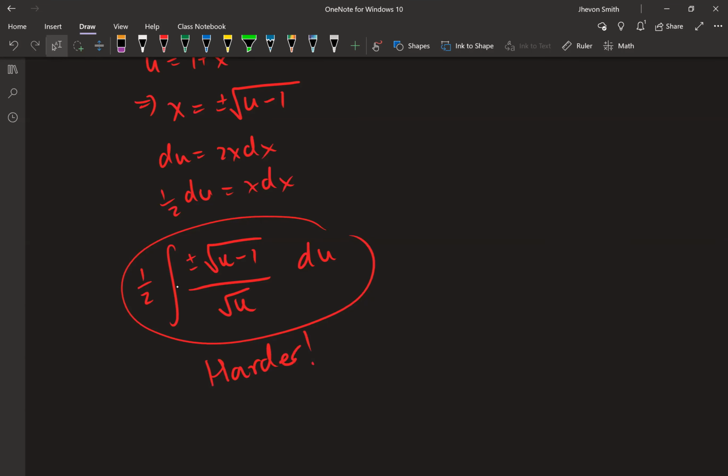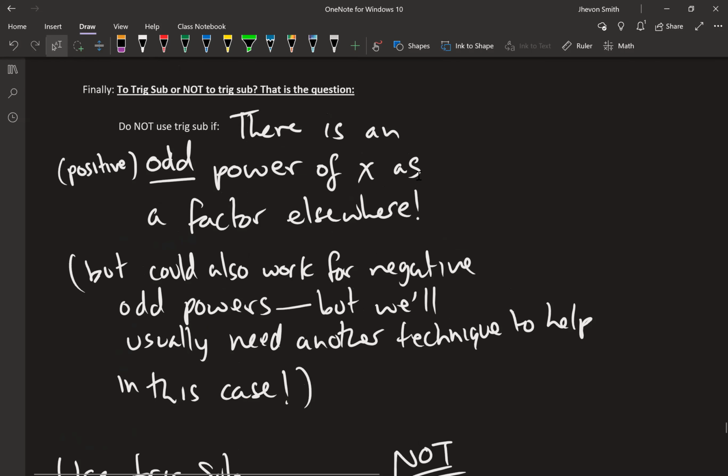It's going to be much harder than if you had just done a trig sub. That guy's hard to deal with. So, when to use trig sub, when not to use trig sub: I would avoid trig sub if there's an odd power of x elsewhere in the function. Now, if the odd power of x is in the numerator, you're good to go with everything I've already taught you. If the odd power is in the denominator, though, you're going to need an additional technique to pull off the substitution usually. What technique is that?